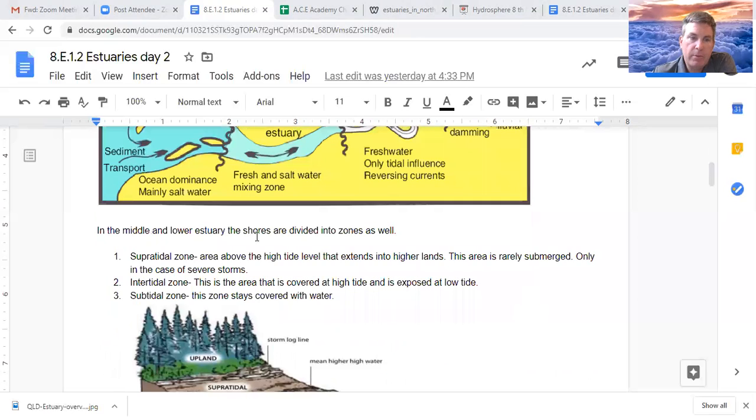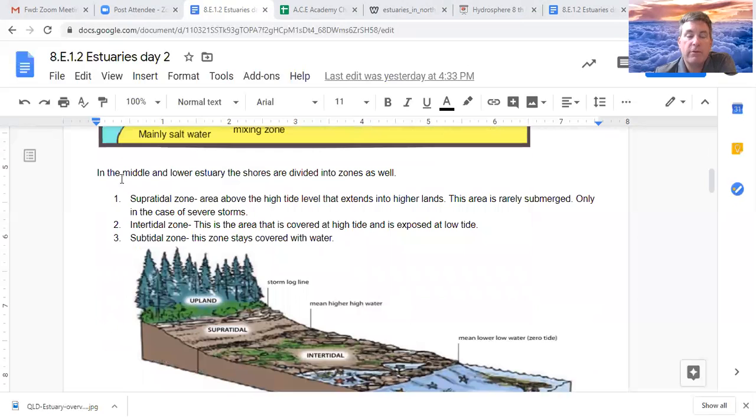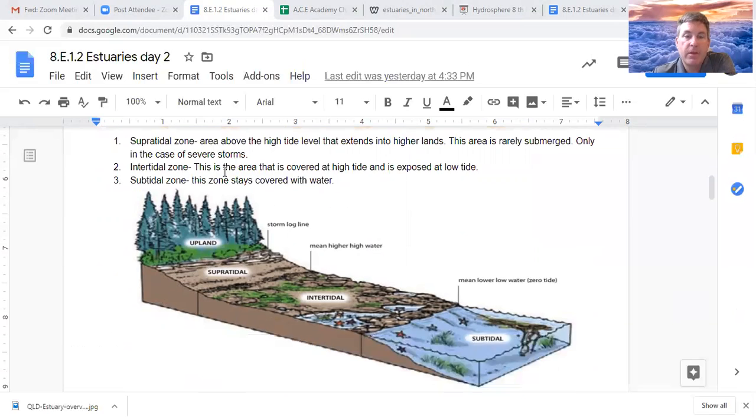In the middle and lower estuary, shores are divided into zones as well. So now we have the zones of what the shore of an estuary looks like. The supertidal zone is up here, above the high tide line. This area is rarely submerged, only in the case of severe storm. The intertidal zone is the area covered between low tide and high tide. See right here, this is mean low water tide, zero tide, mean high water tide, mean meaning the average. And then the subtidal zone, the zone that stays covered in water.